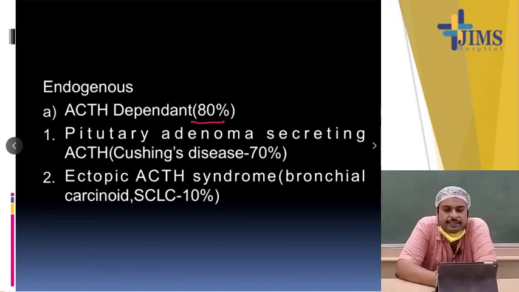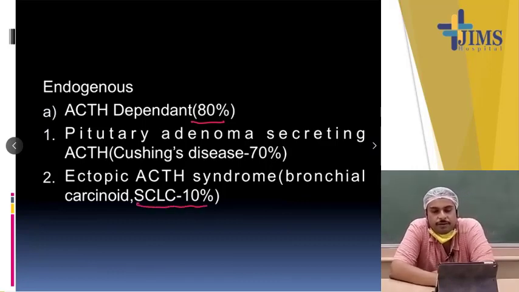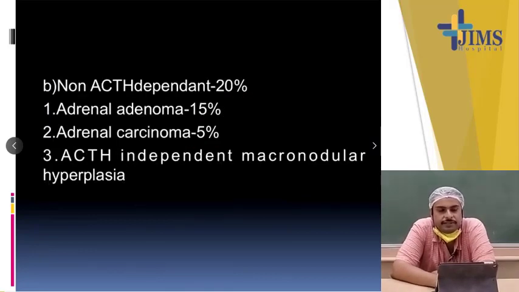And ectopic ACTH syndrome is a syndrome which occurs in response to certain malignancies such as bronchial carcinoid and small cell lung carcinoma, this is SCLC. Non-ACTH dependent causes consist of 20% of the cases, among which 15% are adrenal adenoma. And there is also another entity which is not very common, ACTH independent macronodular hyperplasia.